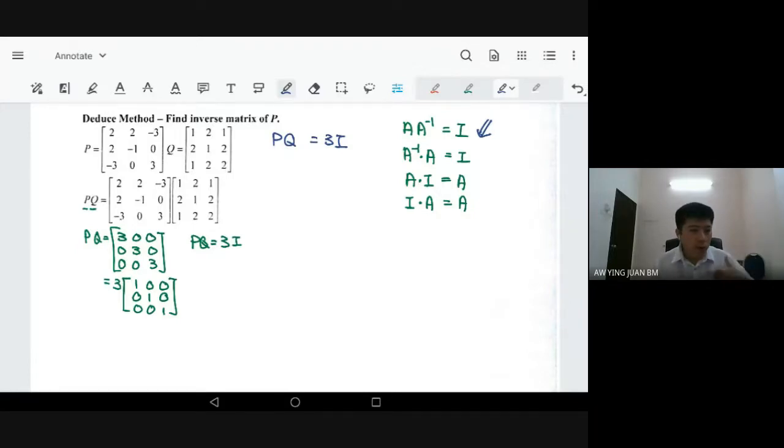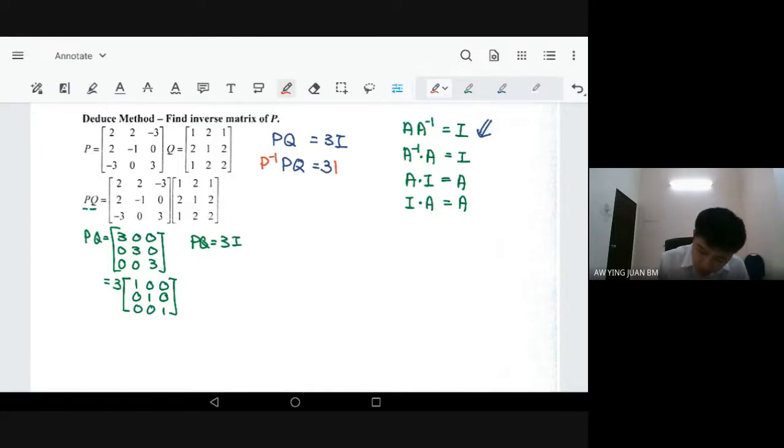So our objective is to find the P inverse. What we can do is to multiply the situation on both sides with the P inverse. So we have P inverse multiplied with PQ equals to, in here we have 3, because 3 is a scalar, it's not a matrix, so it doesn't matter for the order. We only focus on the matrix.